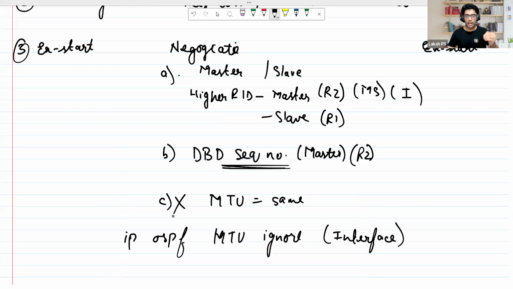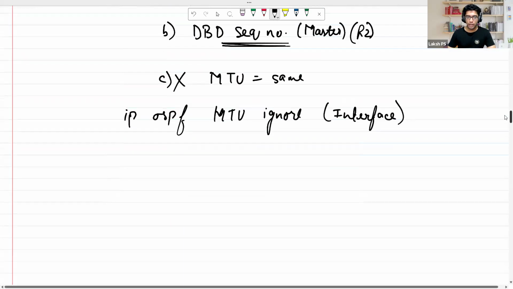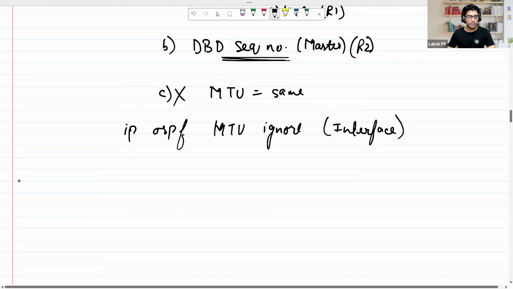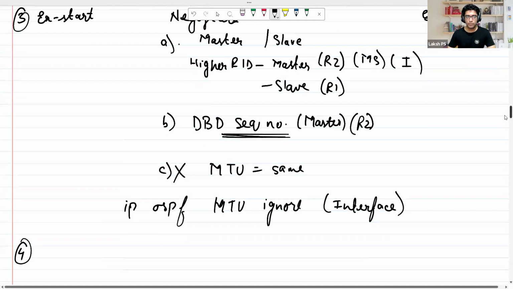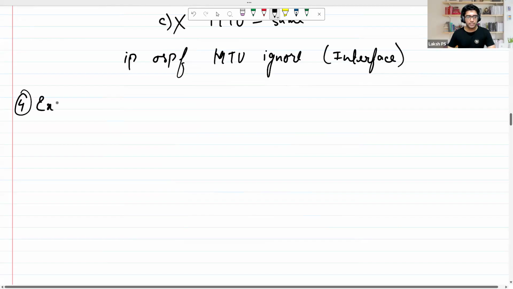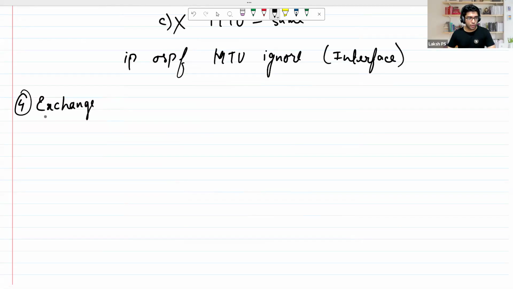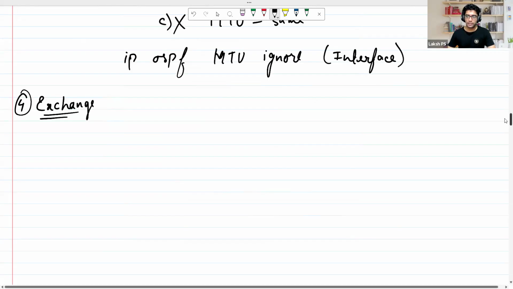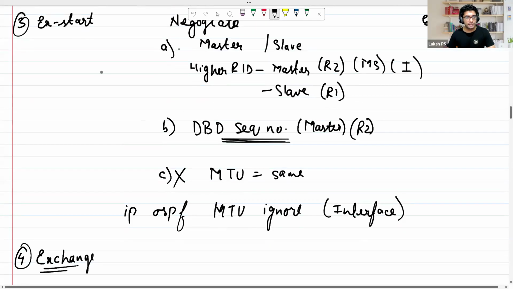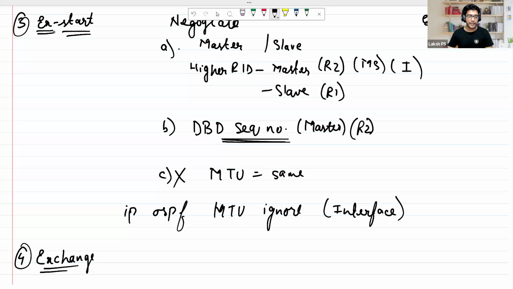So these three parameters are negotiated: master and slave, the DBD sequence number, and the MTU. These are negotiated in the ExStart state. When this negotiation is completed, they move into the next state called the exchange state. So ExStart state, basically you can say, is the starting of the exchange state. That is what is called the ExStart state. It is the starting of the exchange.